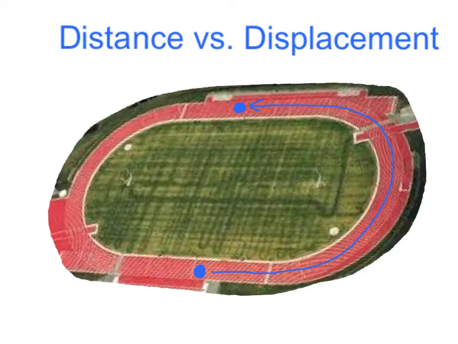It's a vector that starts where you started and ends where you end. Now, one of the things about displacement is the fact that since it's a straight line and it starts where you started and it ends where you ended, it points in a particular direction. And that's the big difference between distance and displacement.